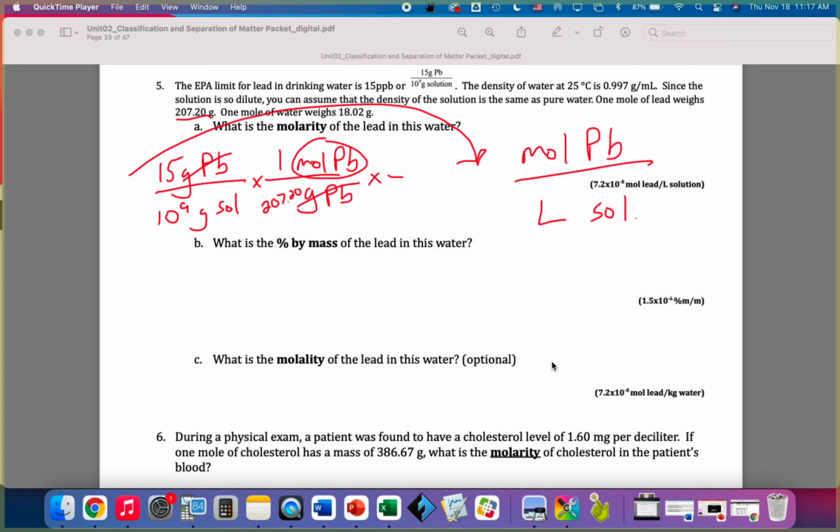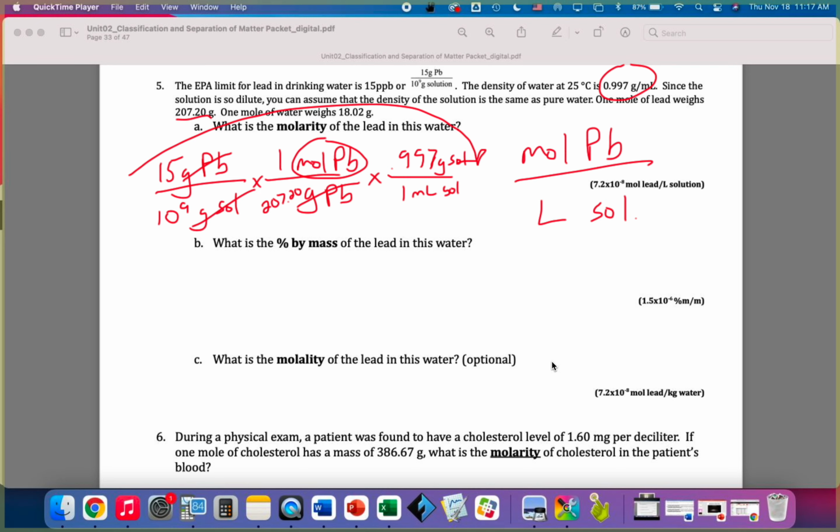And now we got to get rid of grams of solution and turn it into liters. Well, that's a mass to volume problem, so I need to know the density of that solution. And it doesn't tell us what the density of the solution is, but because it's so dilute, because it's only 15 parts lead, out of a billion parts water, yeah, it's basically going to have the same density. So we can use this density. 0.997 grams of solution, which I realize it's actually water, but it's close enough, would be 1 milliliter of solution.